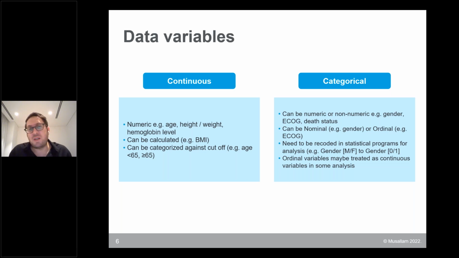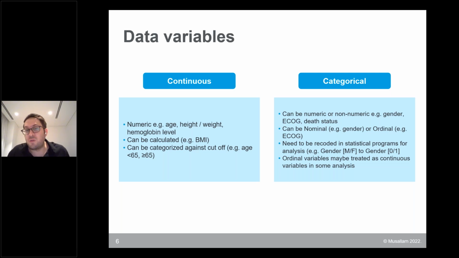And as the name implies, a continuous variable is usually numeric, something that you can put on a number line. That could be age, height, weight, hemoglobin level, blood pressure. It's something that can be calculated also, like BMI. So it doesn't need to be something you measure directly, but you can calculate it from various variables that you measure. As much as it is continuous, you can still categorize it if you want.